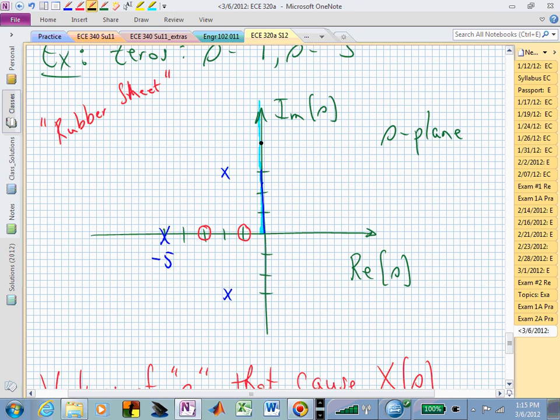But for now, what I want you to be able to visualize are these patterns of poles and zeros, and imagining these infinitely long poles coming out of the X's and thumbtacks on the circles and stretching a rubber sheet over the top of that configuration. Question?